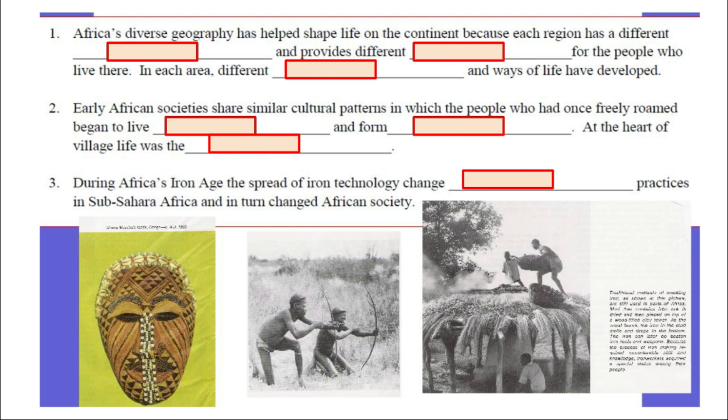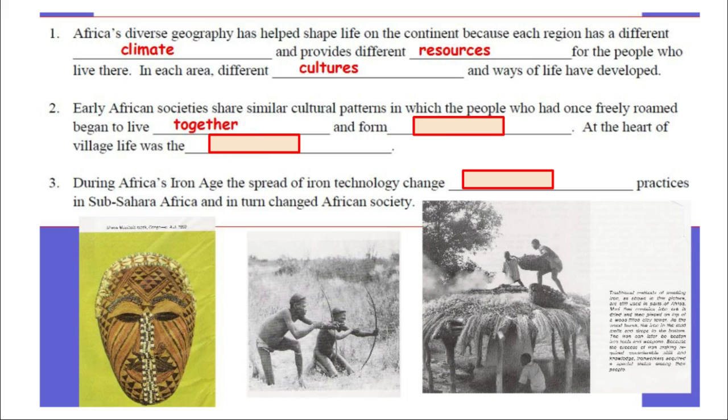So, Africa's diverse geography has helped shape life on the continent because each region has a different type of climate and provides different resources for the people who live there. In each area, different cultures and ways of life have developed. Early African societies shared cultural patterns in which the people who had once freely roamed began to live together and form villages. And at the heart of African life was obviously the family. Family groups, for the most part, would hunt together, travel together, and settle villages together.